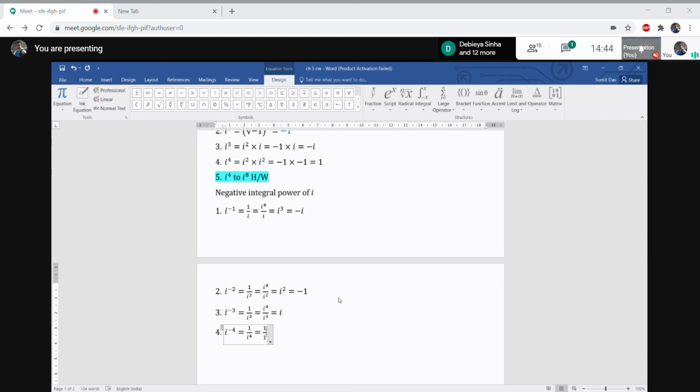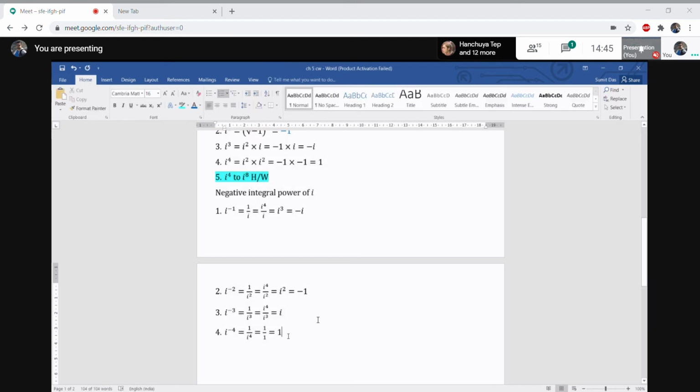Look, i to the power 4, we know that value is 1. So I'm just putting the value in this. So what we can see is that the integral power, positive or negative, doesn't matter, if it is a multiple of 4, it will give you plus 1 value.